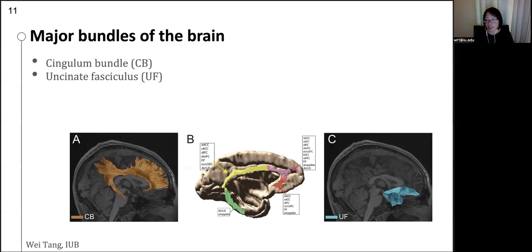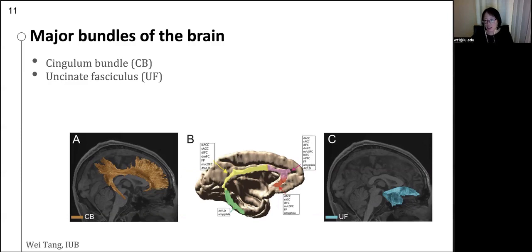Going posteriorly, the green color labels a temporal component that curves around the splenium and extends anteriorly into the most medial part of the temporal lobe. The cingulum bundle is a target for treating patients with major depressive disorder, obsessive compulsive disorder, and chronic pain.